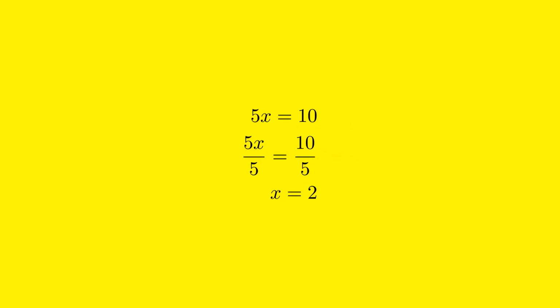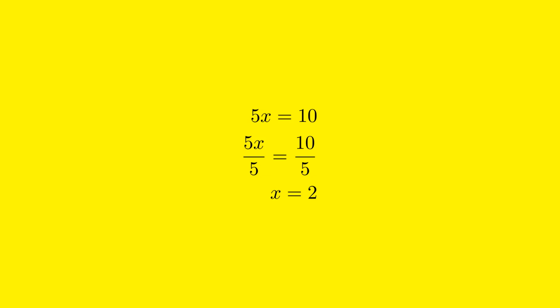Next, we need to isolate the variable x completely by getting rid of the coefficient, which is the number multiplied by x, on the left side of the equation. Currently, the equation is 5x equals 10. The coefficient of x is 5. To remove the 5, we divide both sides of the equation by 5.